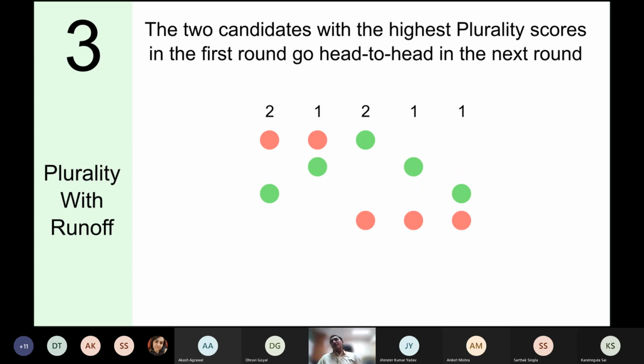Okay, and in the next round we are going to do a head-to-head election, which means basically a 2 candidate voting problem, which we all agreed that majority is the right thing to use here. So in this case there are 2 + 1, 3 voters that prefer red over green, right? And 2 + 1 + 1 or 4 voters that prefer green over red. So in the second round it will turn out that green ends up winning the election according to plurality with runoff voting. And note that in the original election, red was the plurality winner.